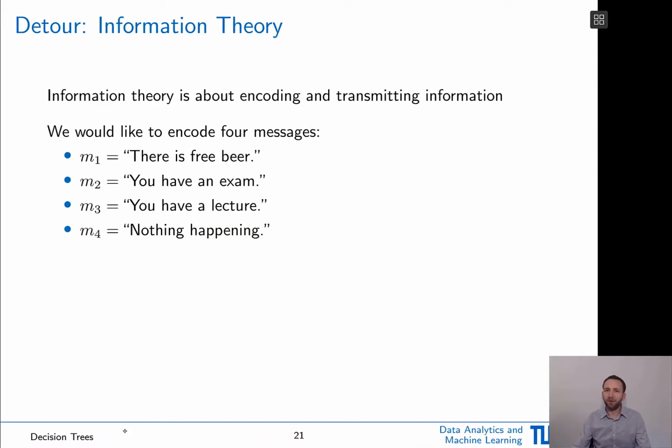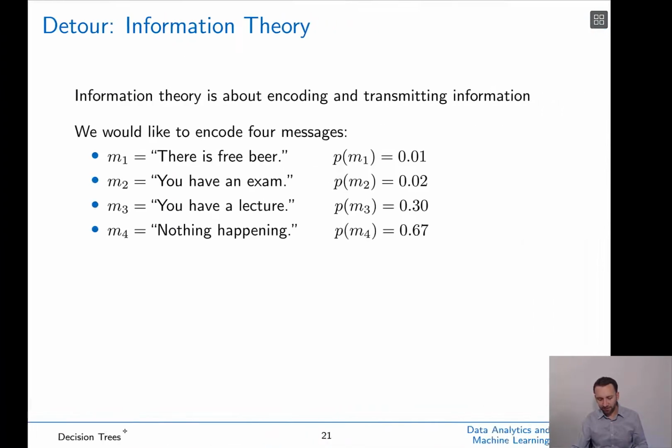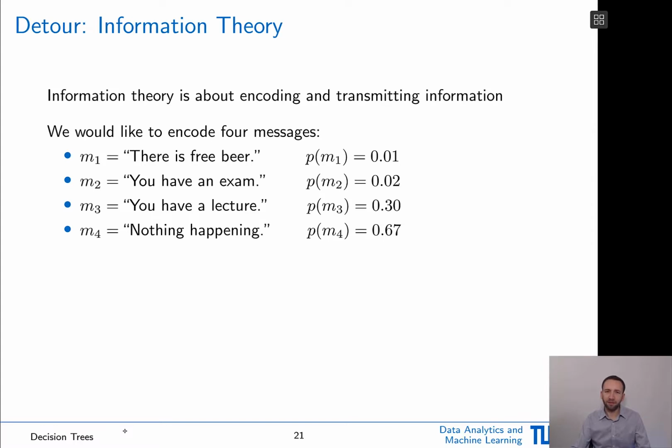So here, just a small detour to information theory. I already mentioned it a bit. Let's say you want to encode messages with bits. Let's say you have 4 messages with specific occurrence probabilities, which corresponds to the class distribution in a specific region. So let's say you have these messages: there's free beer, you have an exam, you have a lecture, nothing is happening. Then these are the probabilities that you will say the sentence. You will most likely say nothing is happening more often than there is free beer, unfortunately. So these are the probabilities.